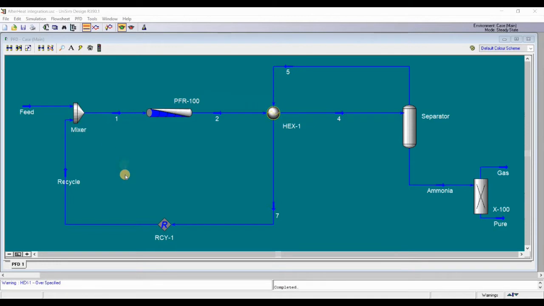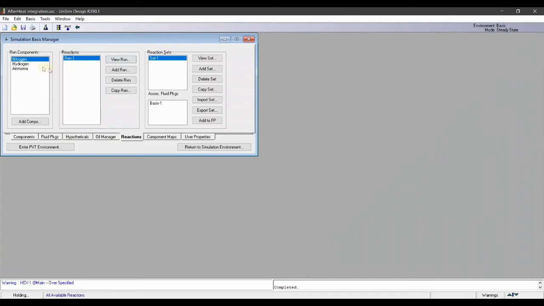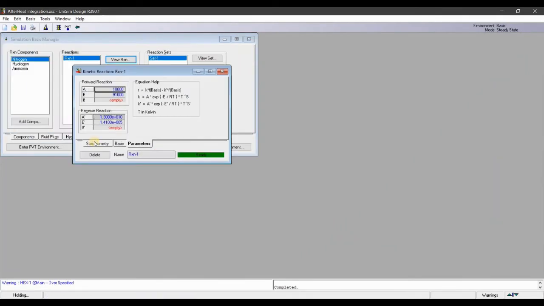In this flowsheet you're going to see a mixer. The mixer is going to mix the feed and the recycle. Afterwards you can see a reactor. The reactor reacts nitrogen and hydrogen in a kinetic reaction.